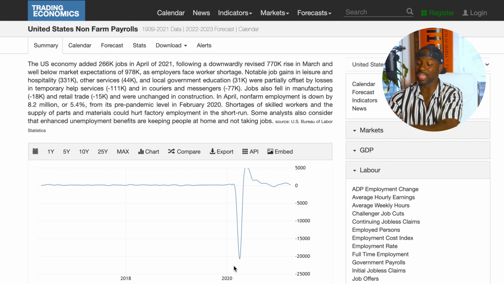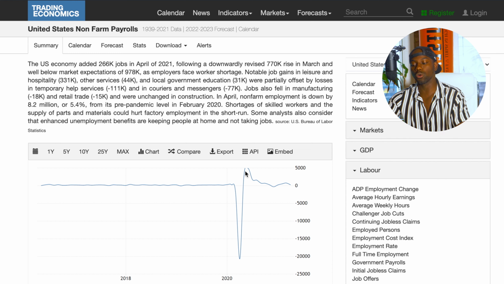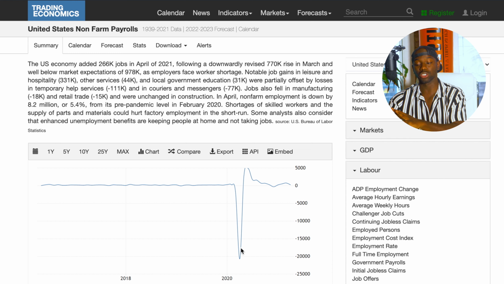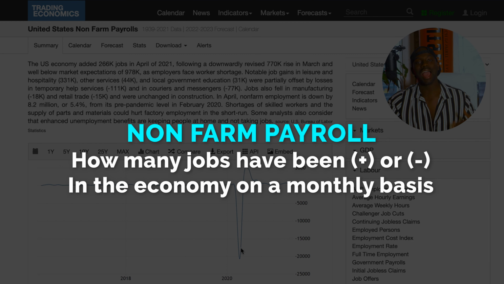A lot of people are skeptical of these numbers. How did that pullback happen so fast? People are still on unemployment, and it's May 2021. All right, so very doubtful we saw this many people come back into the workforce. So the numbers could be a little bit off, but non-farm payroll basically gives you an idea as to how many jobs have been added or subtracted into the economy on a month-by-month basis.